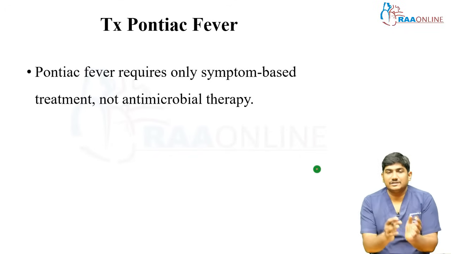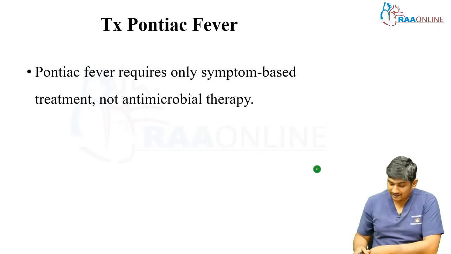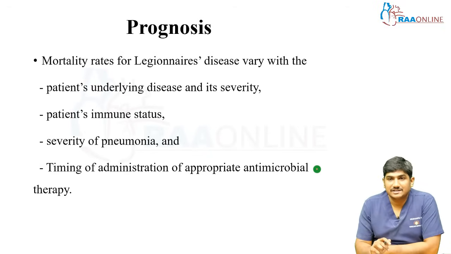So coming to the two diseases, Pontiac fever and Legionella disease. Pontiac fever, as I told you, is an acute self-limiting fever, right? So Pontiac fever requires only symptom-based treatment and not antimicrobial therapy. As for prognosis, mortality rates for Legionella disease vary with the patient's underlying disease and its severity, the patient's immune status, the severity of pneumonia, and the timing of administration of appropriate antimicrobial therapy. How early the patient comes to your hospital, how early you identify it and how early you start the treatment all matter.